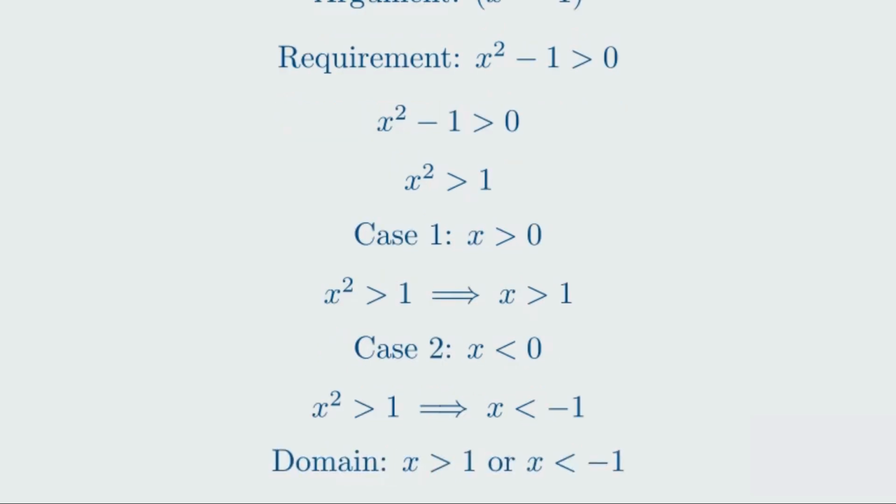So, our domain, which is the set of all possible x values for this equation, is that x must be greater than 1 or x must be less than negative 1. This is a very important result, as it will be used to check our final answers. Now that we know the domain, we can focus on solving the equation itself.